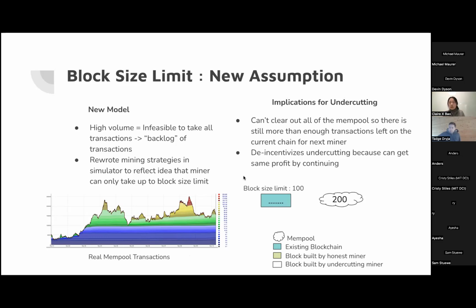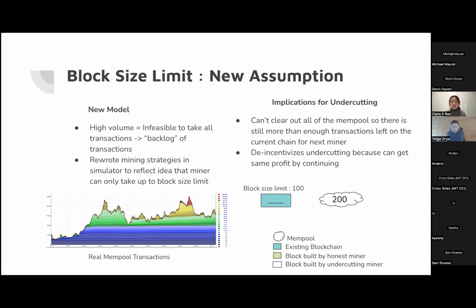Now, the implication for undercutting when we do have a block size limit is that because a single miner can't clear out all of the mempool and there is this long backlog of available transactions, the next miner can still mine from that backlog, and there's more than enough left for them. This de-incentivizes undercutting because we can get a very similar profit by continuing to mine from the existing transactions on the honest chain. There's no need to steal from the limited transactions of a previous block.